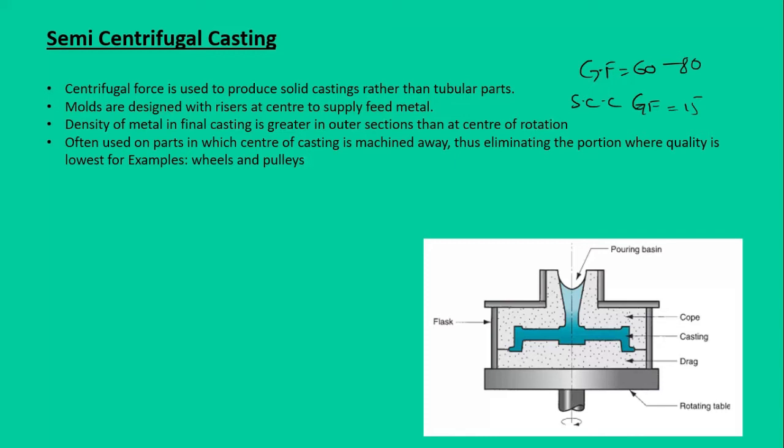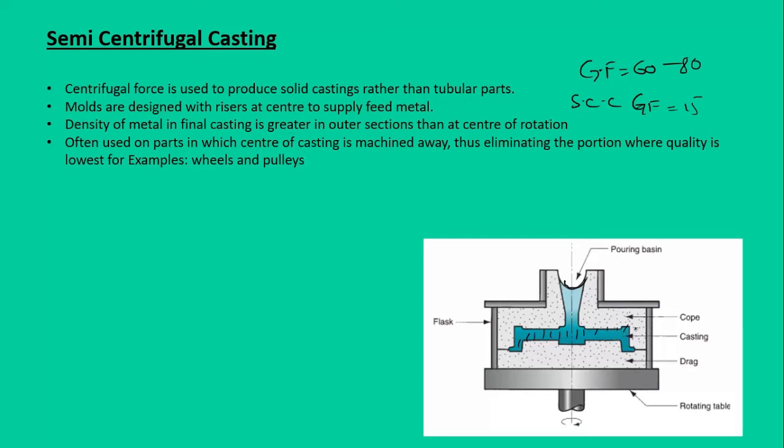The molds are designed with a riser at the center to feed the metal. So we have the riser at the center here. All this is the original part which we are casting, but we do have the riser here, so that if there's any shrinkage, it will compensate for the shrinkage. And in the final part, there's some change in the density because it's a solid section instead of hollow.